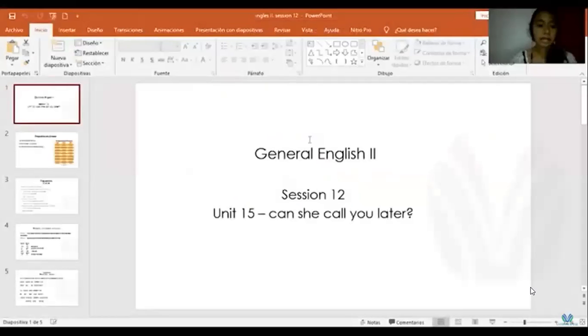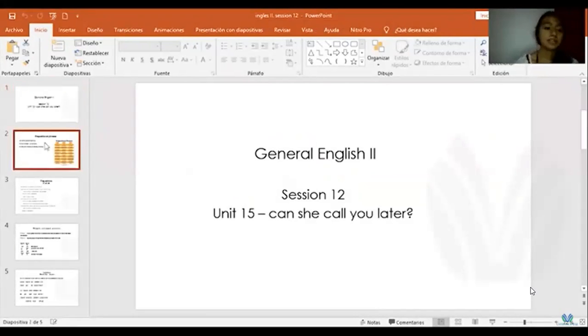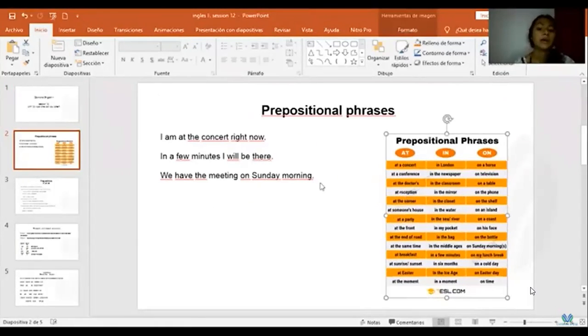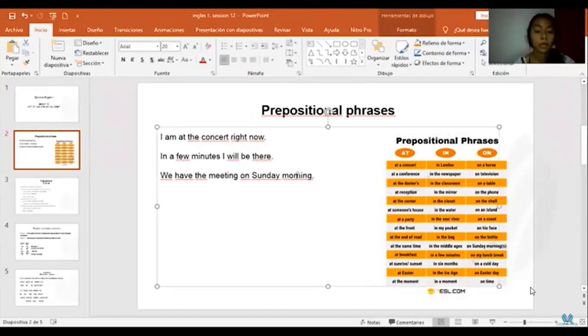Hi guys, welcome to General English 2. This is our last session and our unit 15, which is "Can she call you later?" We're about to finish, guys. In this session, we are going to study prepositional phrases, which are at, in, and on. They are useful for us to specify or say where we are and when.